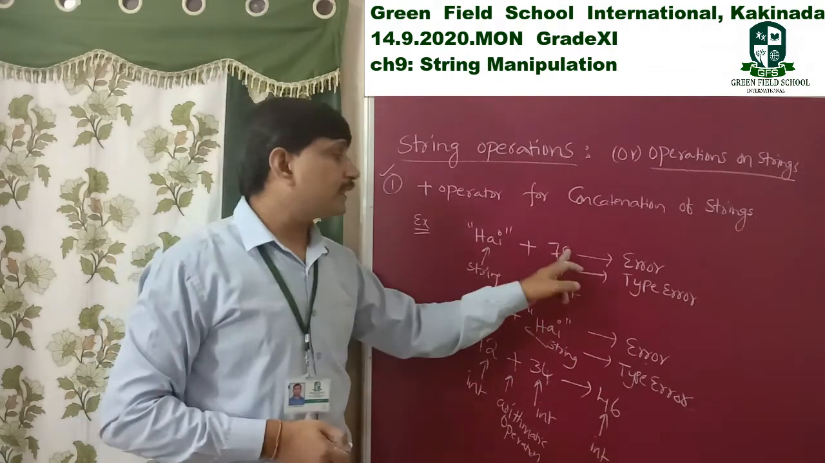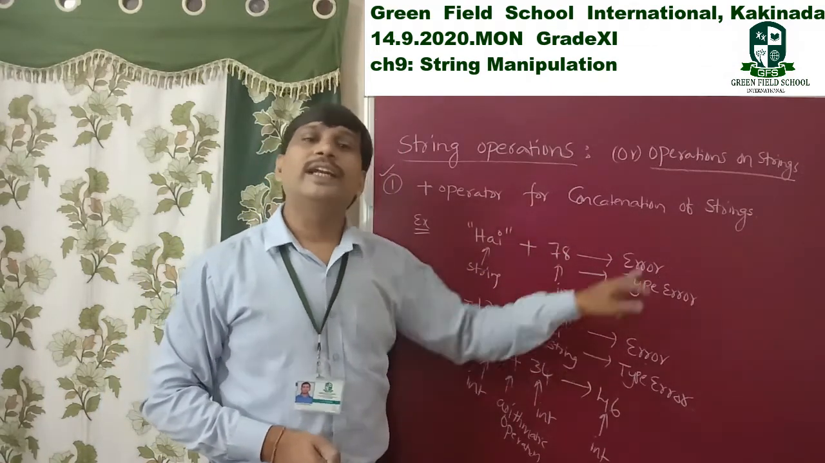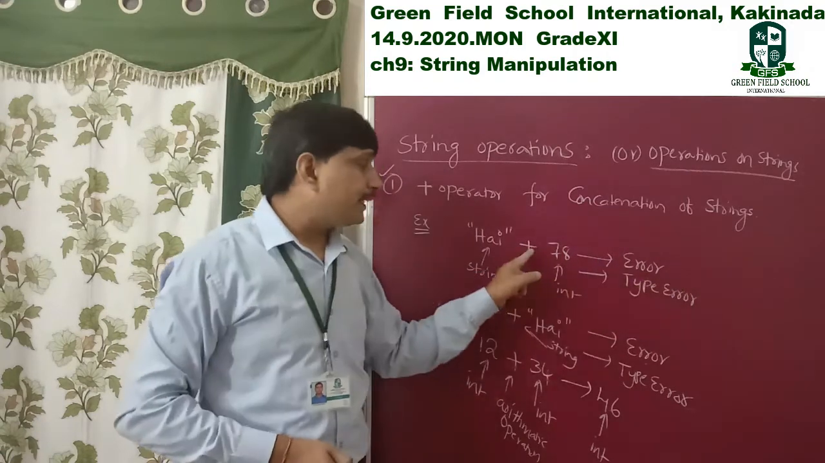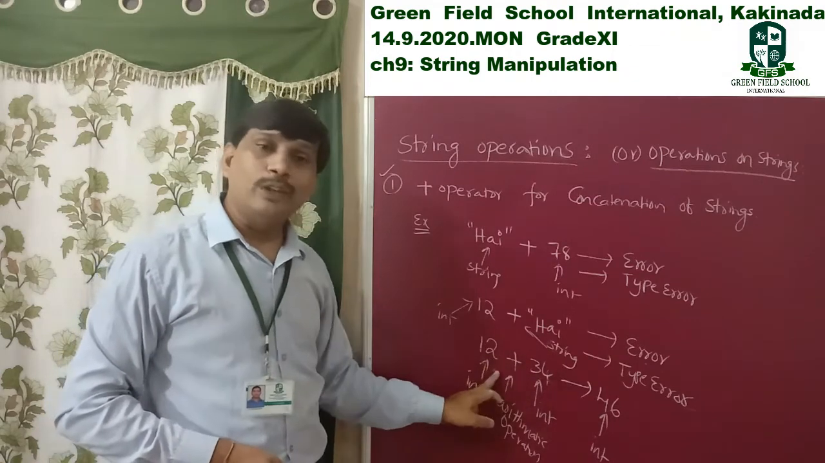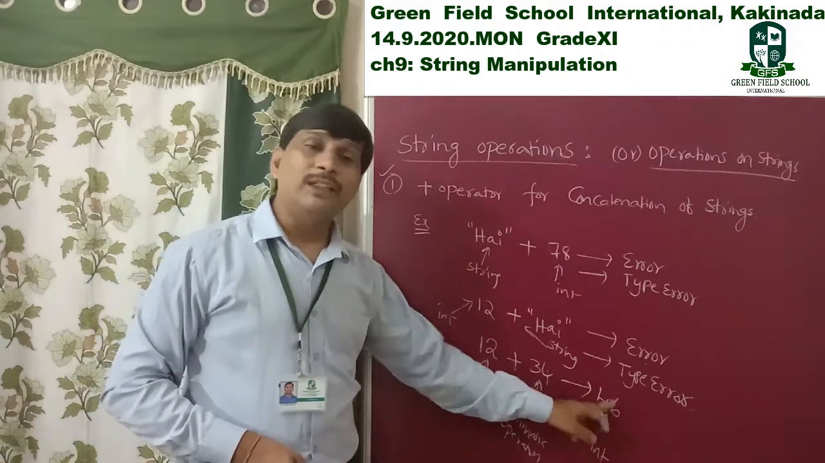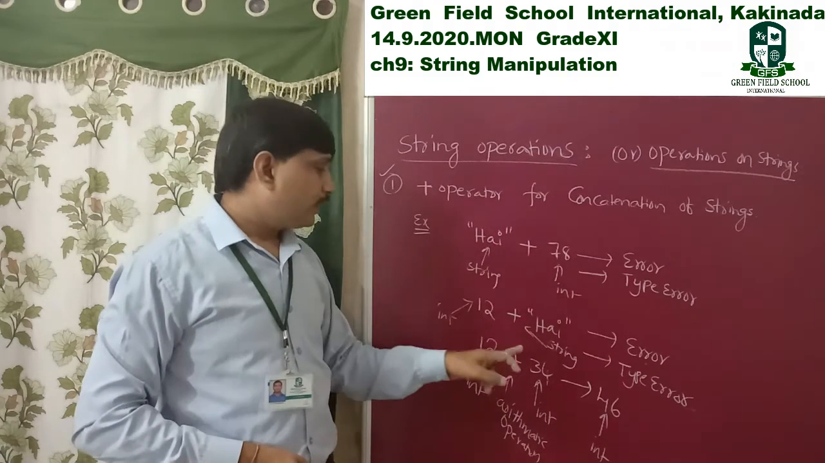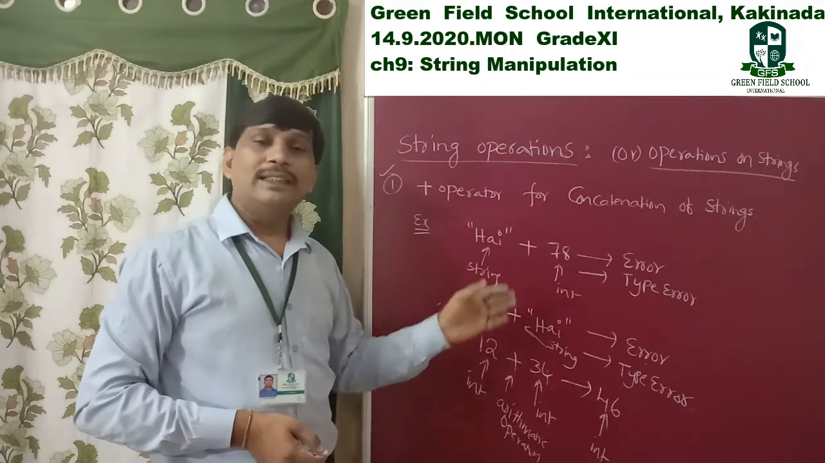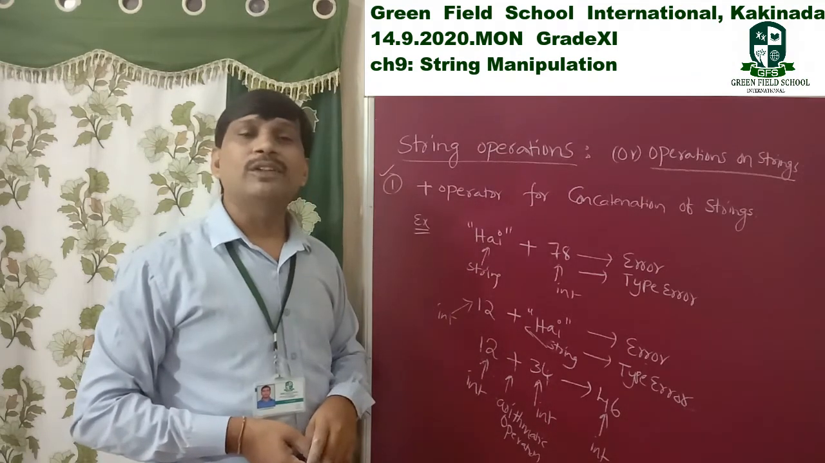So when both are strings, it returns a string. When both are values, it returns some value. When both are integers, the plus acts as an addition operator. Consider all these examples to understand the concept of concatenation of two strings.